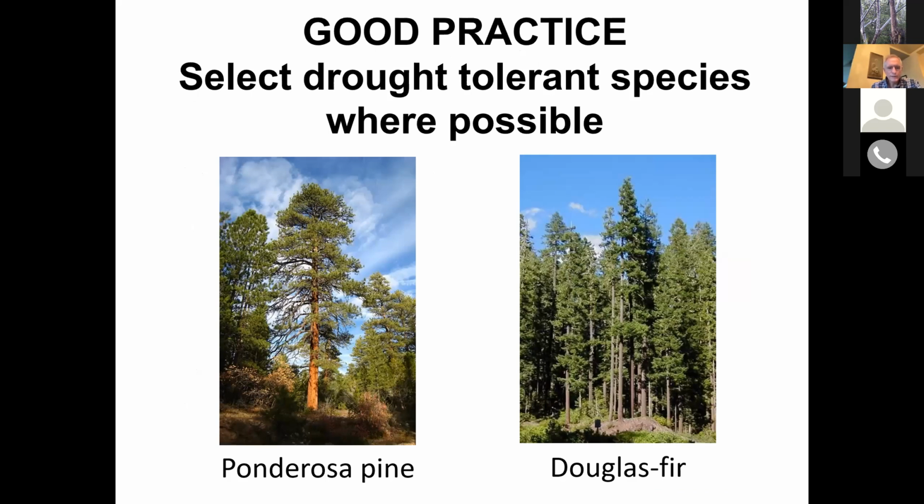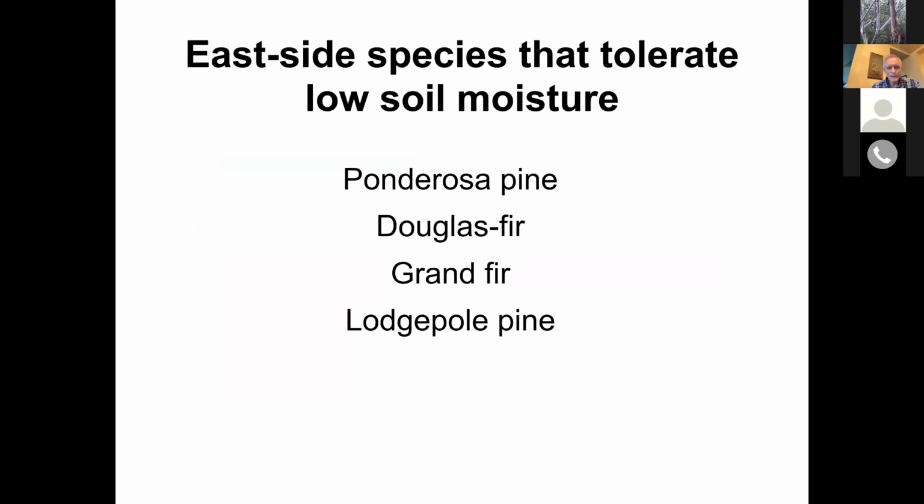Now, this may seem very logical, of course, but we need to focus even more in the future on drought-tolerant species. So on the east side, we're still going to go with our tried and true ponderosa pine for the most part. Douglas fir certainly will still be an important species to keep in the mix. We might start thinking about Douglas fir a little bit more on north and east facing sites as opposed to south and west. But here are just the 4 species that we typically think of as being relatively tolerant of low soil moisture. So these will be our good species for the future on the east side.